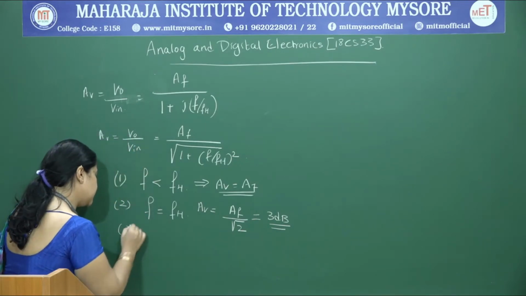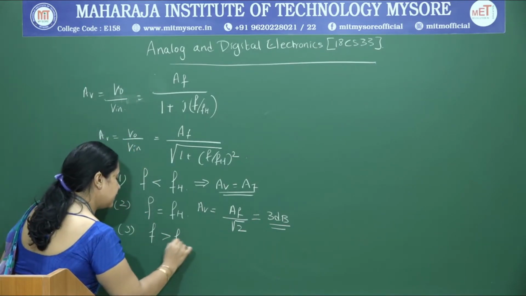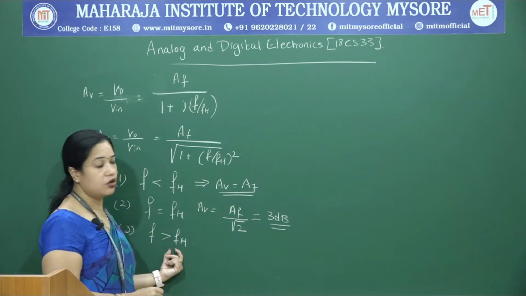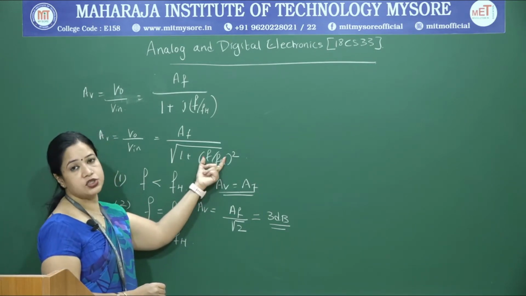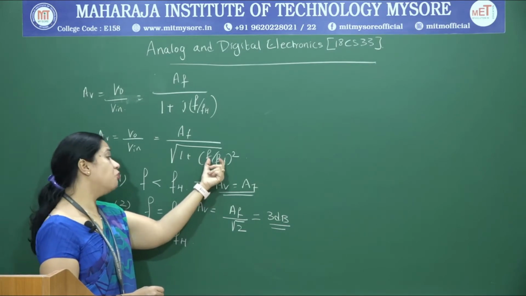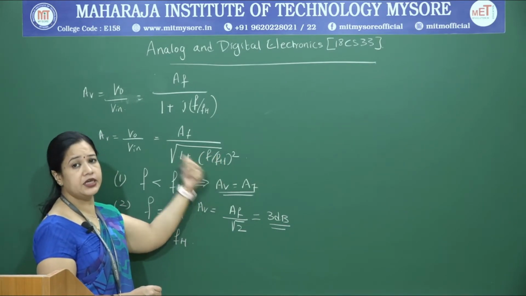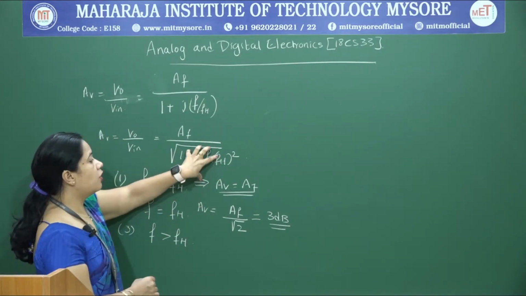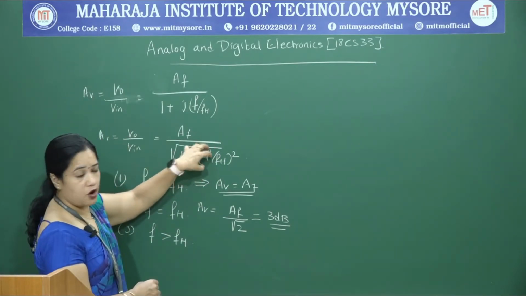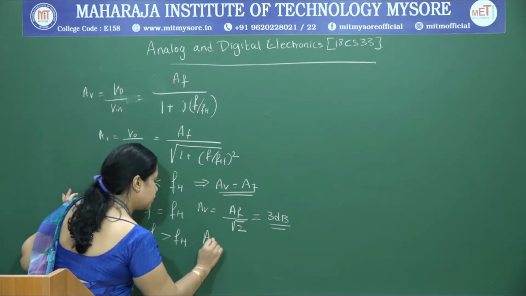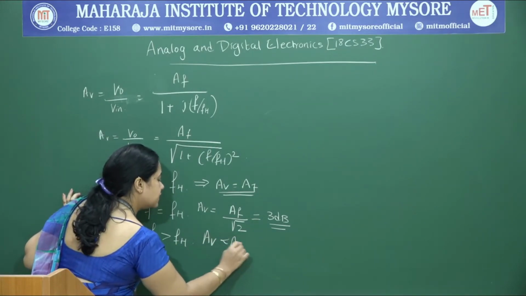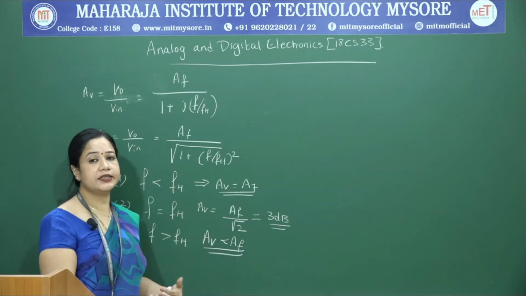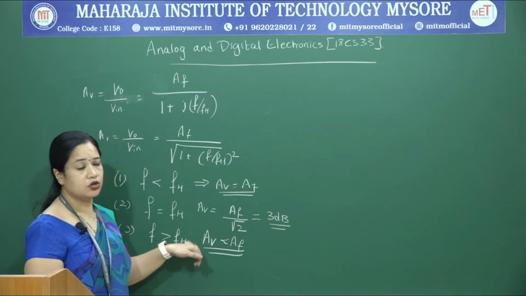Now, we have the third case wherein F is greater than FH. If your input frequency is greater than your cutoff frequency, this ratio becomes more prominent. As a result, when the denominator of this expression becomes prominent, the voltage gain becomes less than the pass band gain. As a result, the signal gets attenuated beyond the cutoff frequency.